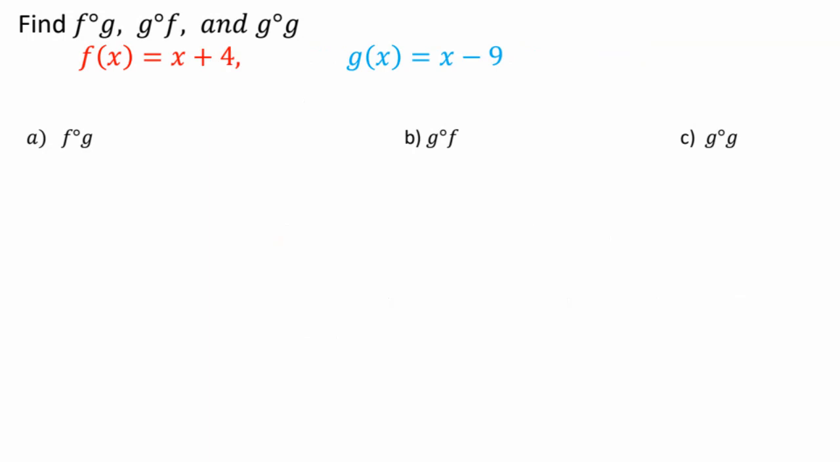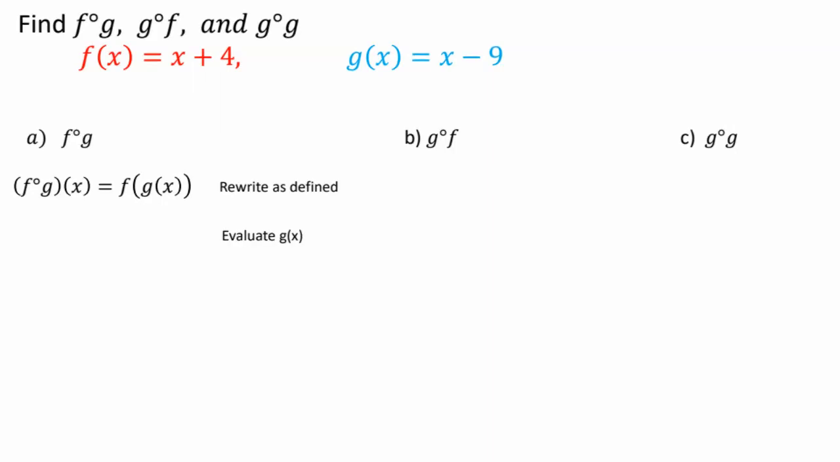Now these are called the composite functions. First we're going to do f composite g, or f of g. For part b, it's going to be g composite f, or g of f. And for part c, it's going to be g composite g, or g of g. So let's start with a. This is a definition, guys. When you have f composite g of x, it's f of g of x, which means I'm going to plug in g of x, the x minus 9, for every x value in the f.